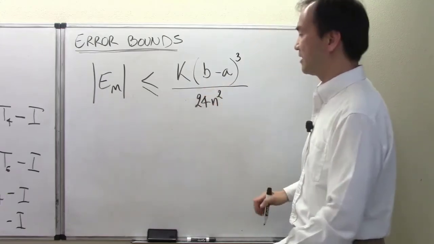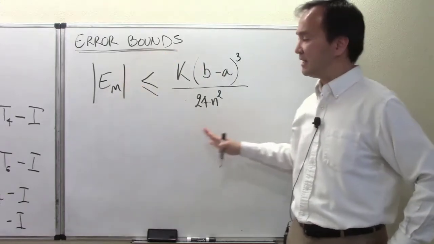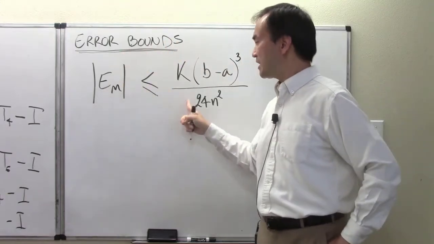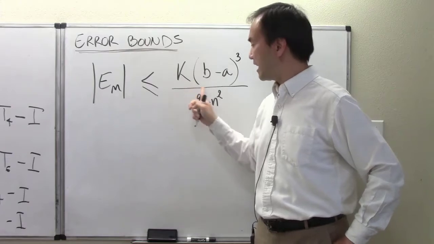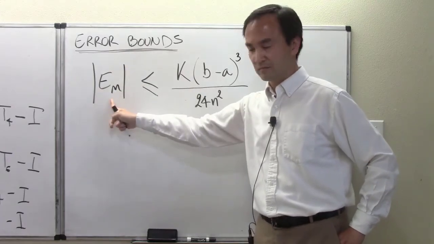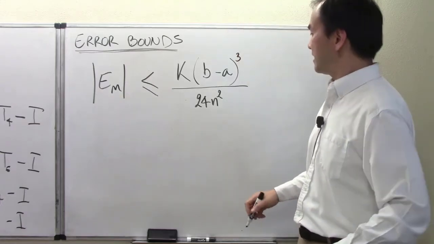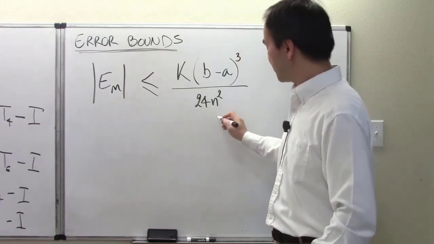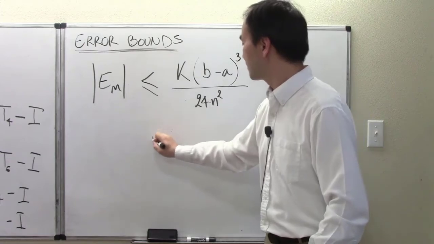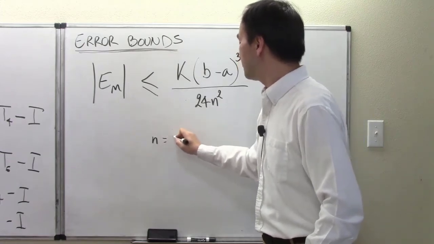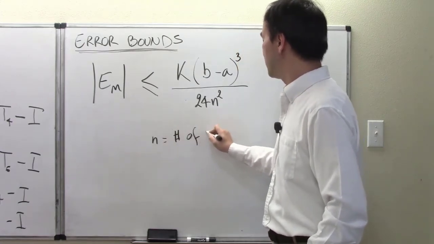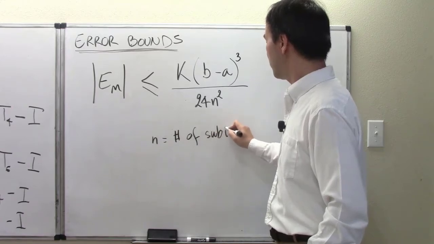n squared. So this is a formula that points out the error bounds for any errors produced by the midpoint rule right here. Okay, and n here is the number of subintervals.